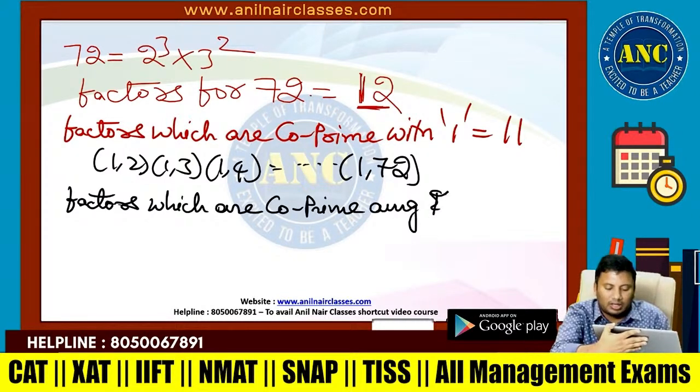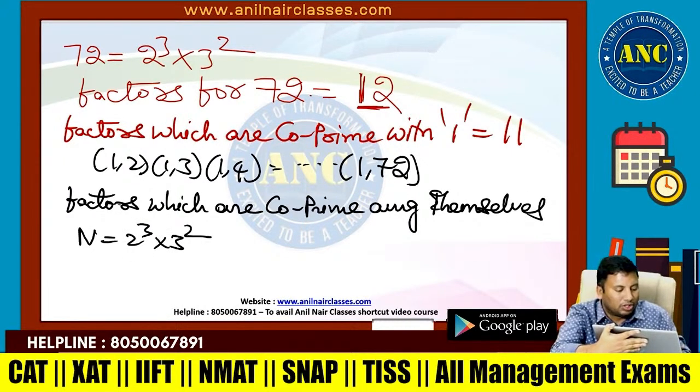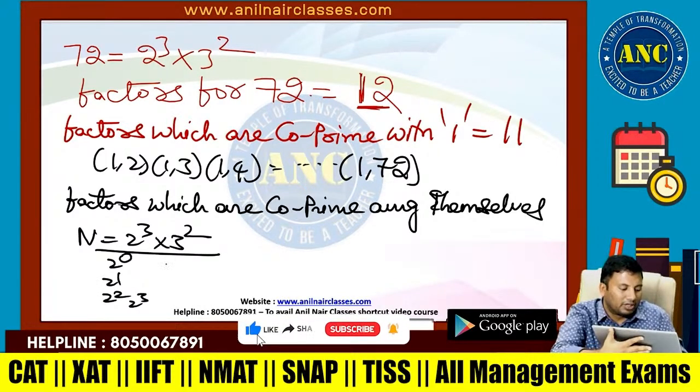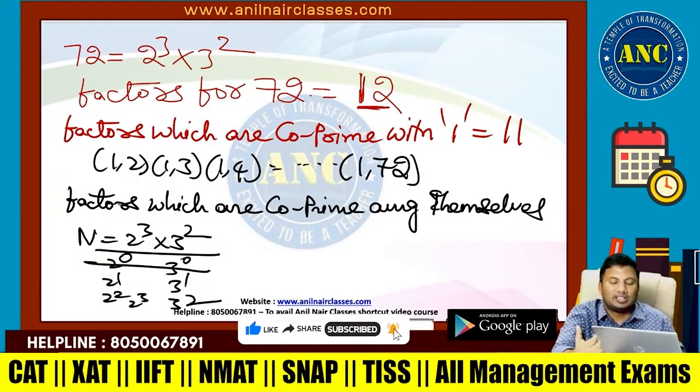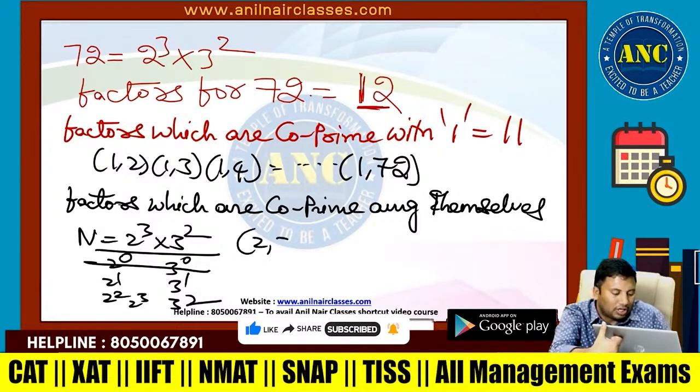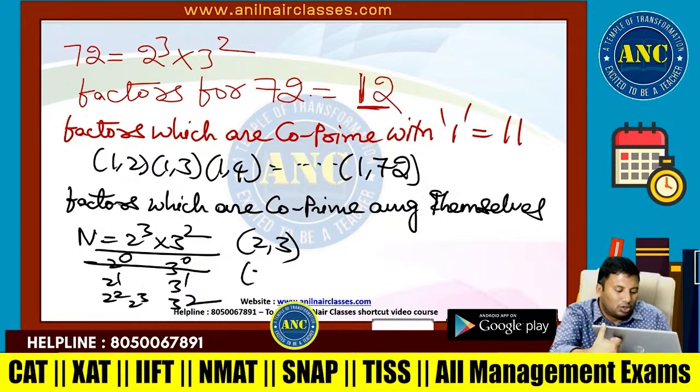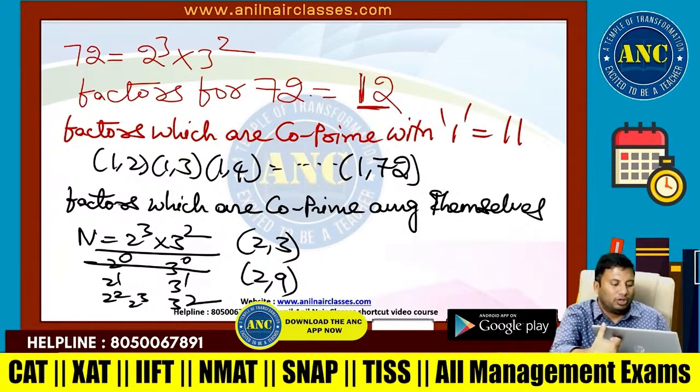Co-prime among themselves. What is that? If you see, n is 2 power 3 into 3 square. This is 2 power 0, 2 power 1, 2 power 2, 2 power 3, and 3 power 0, 3 power 1, 3 power 2. 1 is taken out. 2 and 3 are co-prime to each other. 2 and 9 are co-prime to each other.